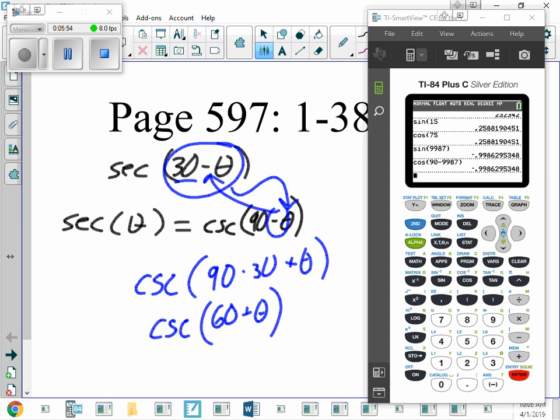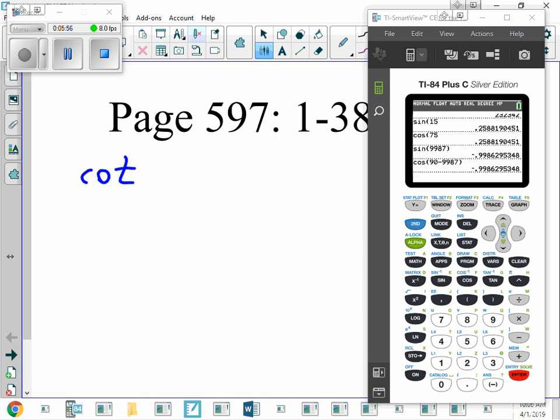Okay, let me throw another one up there. The cotangent of x minus 15. What is that in terms of its cofunction, which would be the tangent formula? I don't need to look at the reference sheet. What is the cofunction formula for cotangent?